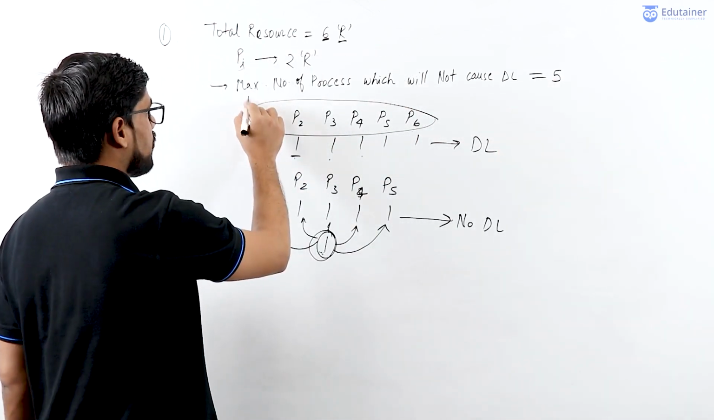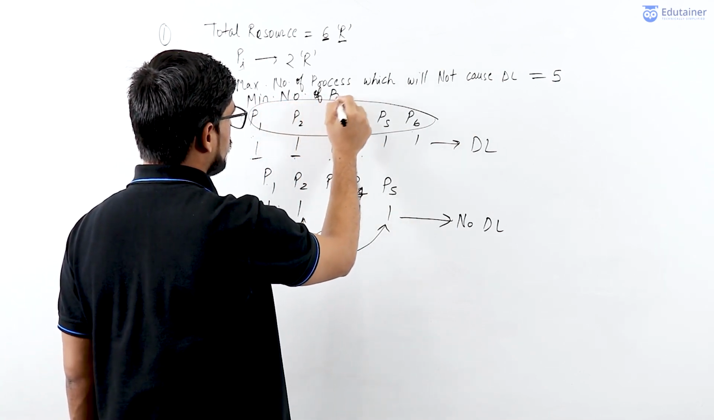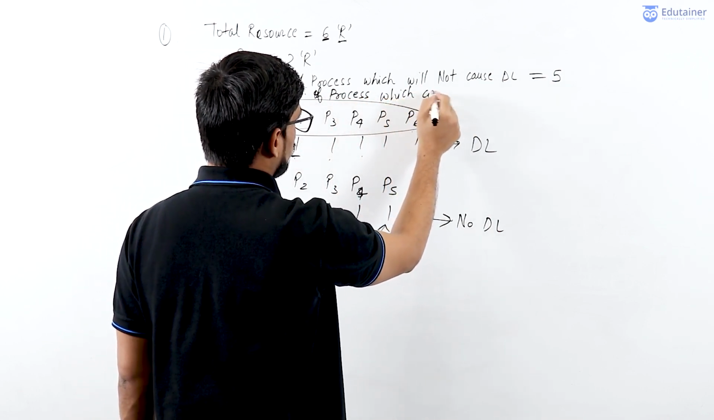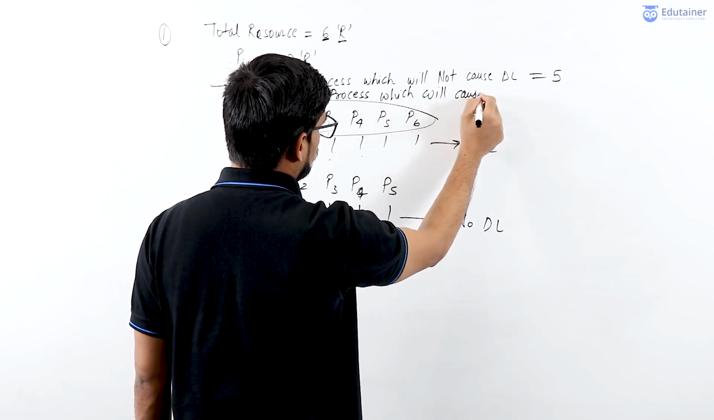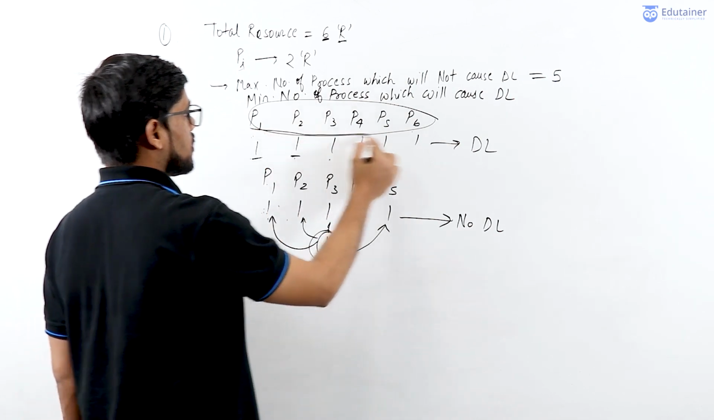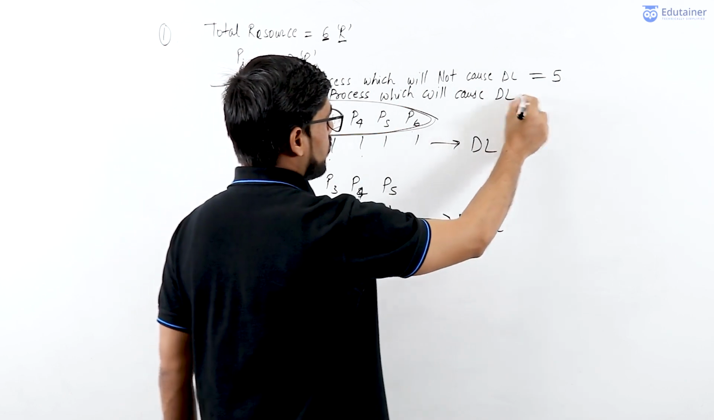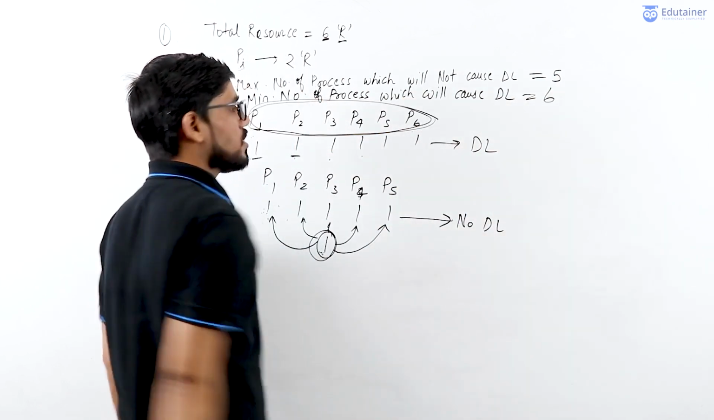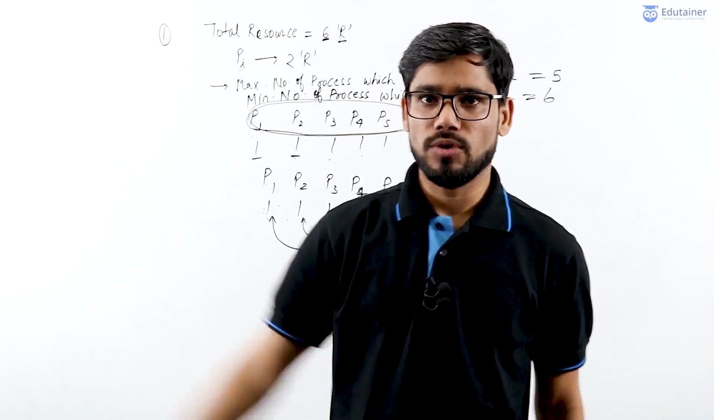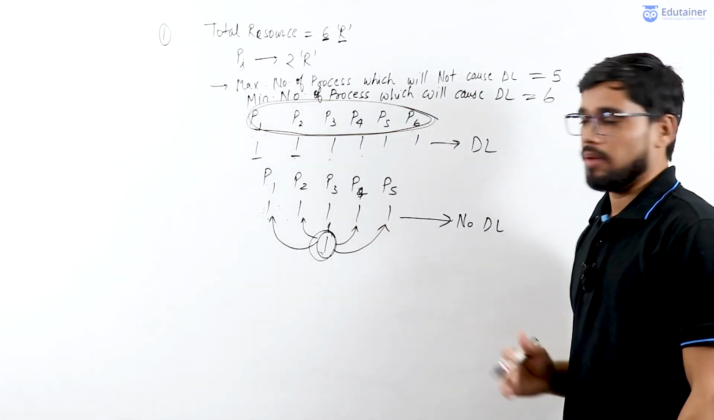And what is the minimum number of processes which will cause deadlock? The counter question is, what is the minimum number of processes which will cause deadlock? Then what is the answer? Here the minimum number of processes is 6. If the number of processes is 6, then deadlock will definitely occur. And above 6, if the number of processes is 7, 8, 9 or more, then deadlock will definitely occur. But the minimum is 6. 6 is the boundary.